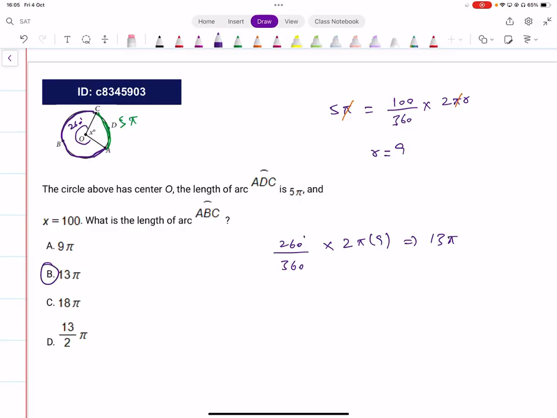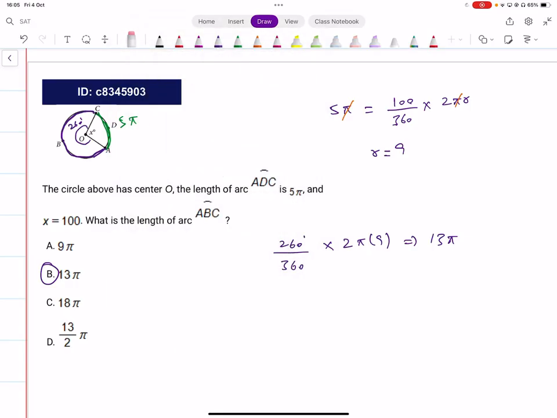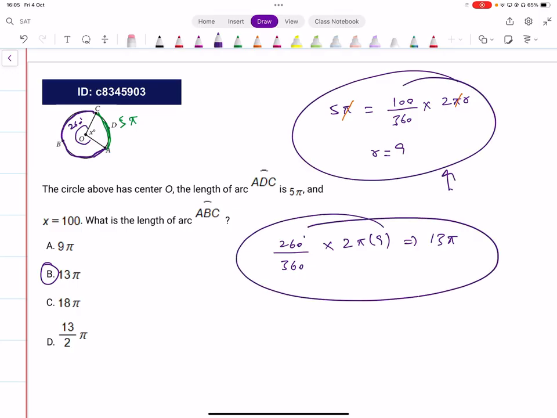Another way to think about this could be you could subtract 5 pi from 2 pi r, right? 2 pi r would be 18 pi, 18 pi minus 5 pi, and you would also get 13 pi from this. You still have to do the radius part, but the alternative to this could be 2 pi r minus 5 pi. That also gives the same thing.